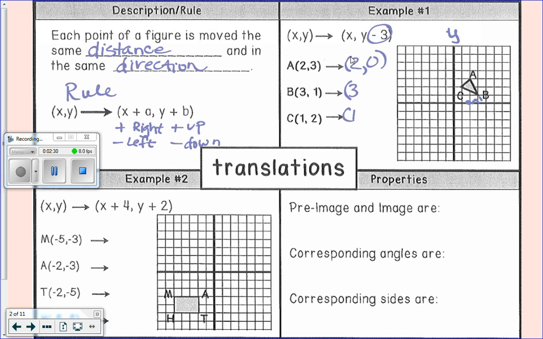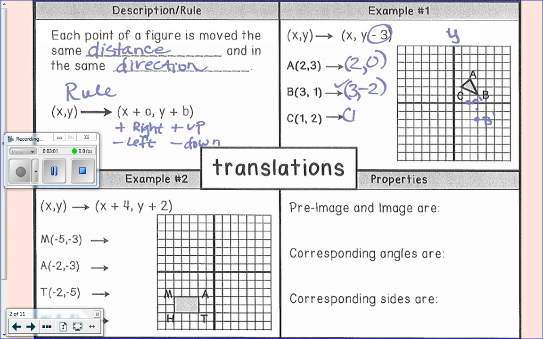So let's apply the rule to B. Our y value, we're going to subtract 3. 1 minus 3 is negative 2. Let's see if we get that. Okay, so moving down 3: 1, 2, 3. That's B prime. And that is point 3, negative 2. Okay?